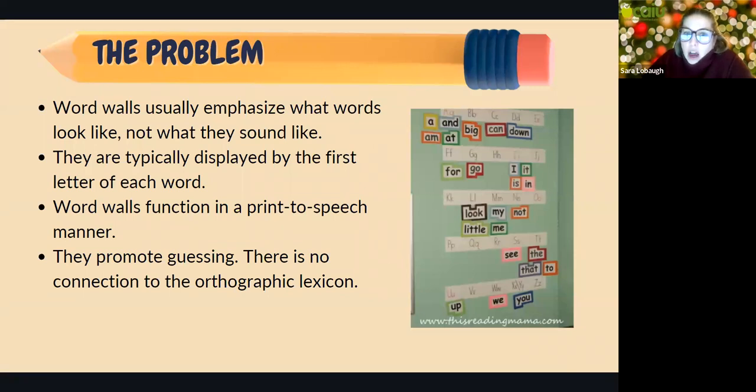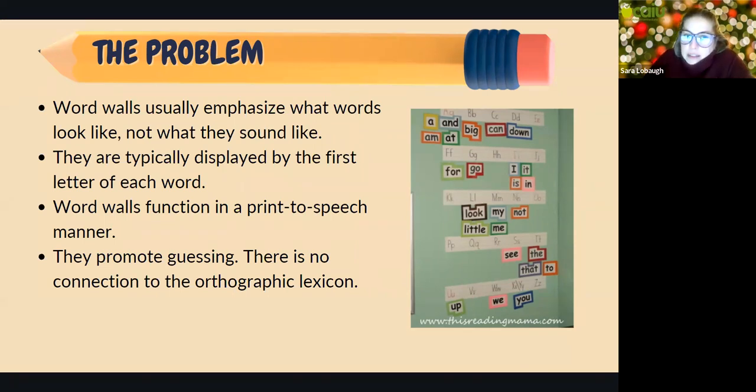Word walls are often organized alphabetically by first letter and not by sound. Students can become confused when we place words like the word "the" under the letter T, or if we place a word like "I," I-E-Y-E, under the letter E, because the letter E in "I" makes the "I" sound. So that's not where we would look for that typically.